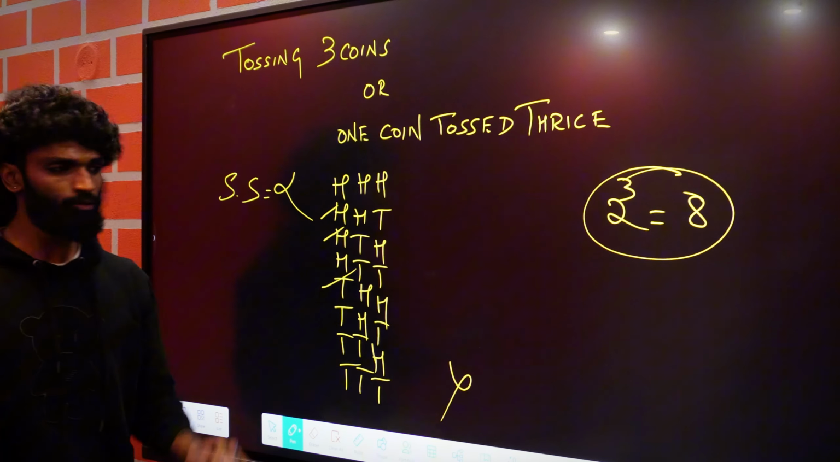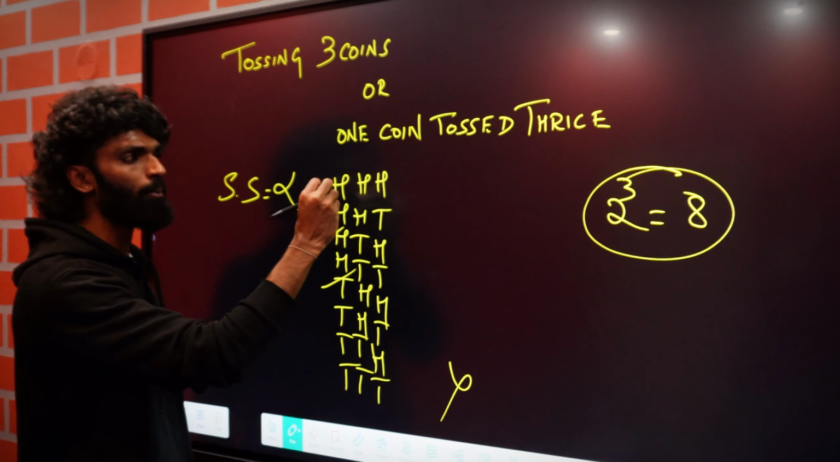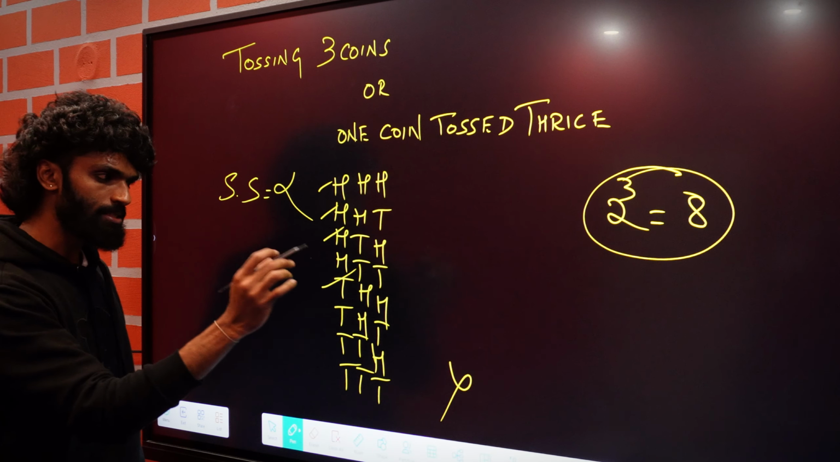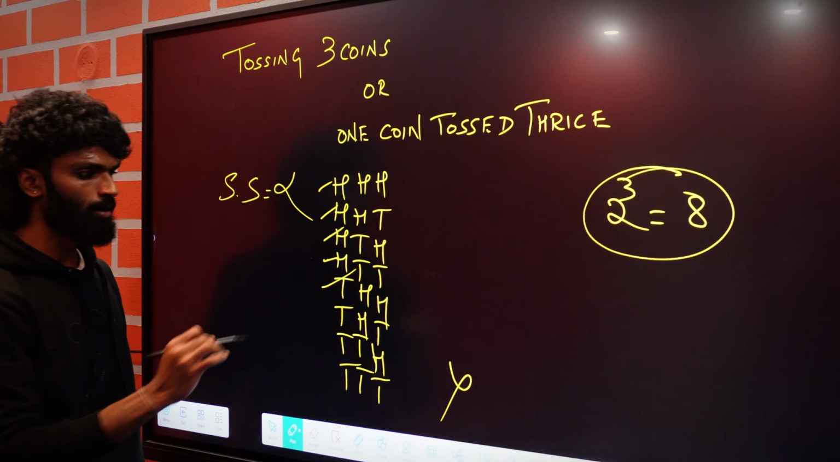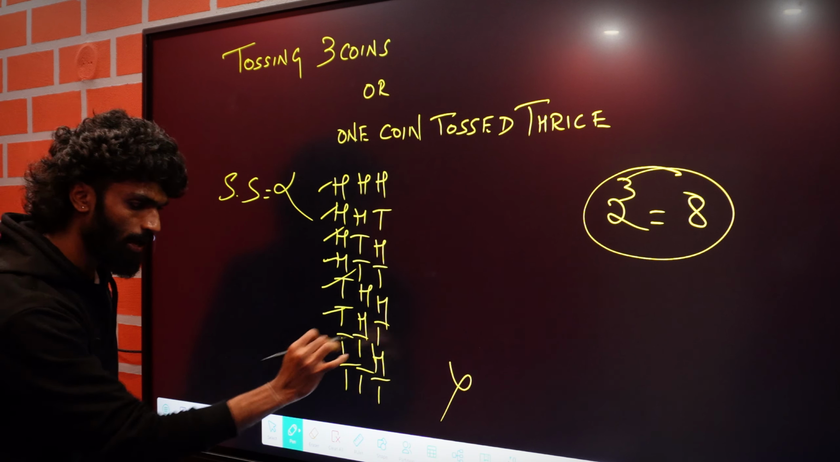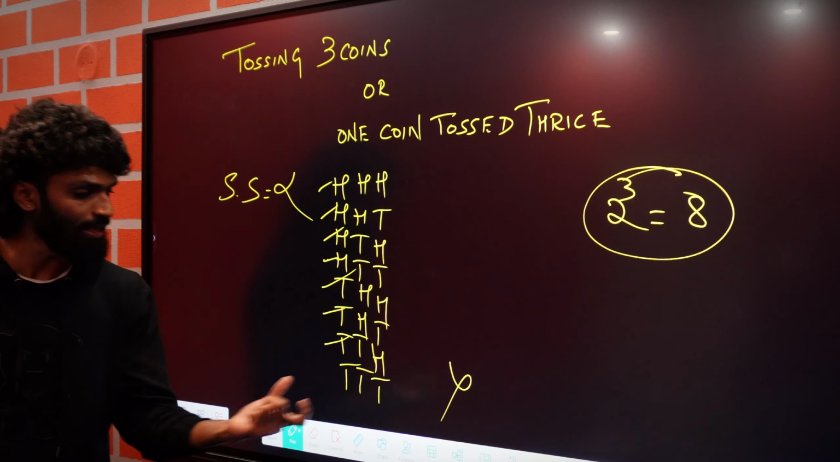Ask yourself a question for each and every entry. Does this have a minimum of 1 head? Yes. What about this? Yes. This has 2. Yes. This also has. This has 1. Cool. This has 2. Cool. Has 1. Has 1. Does not have 1, which means this has 0.